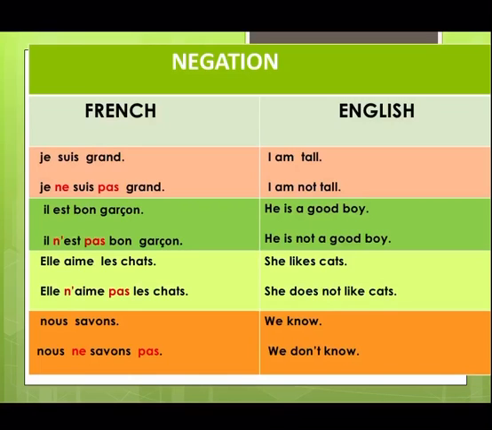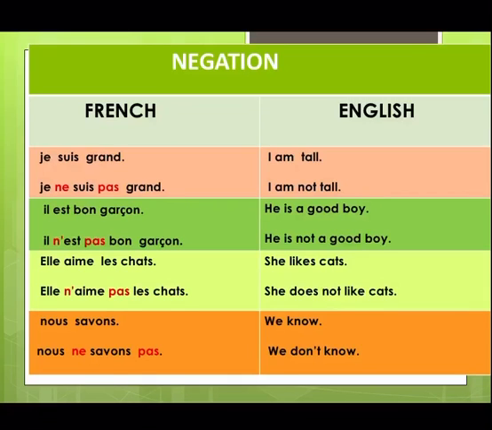The third sentence, elle aime les chiens. She likes dogs. If you want to change it to the negative, again we'll use the second rule. Why? Because aime again begins with a vowel. So, elle n'aime pas les chiens. N apostrophe is used here. She does not like dogs.